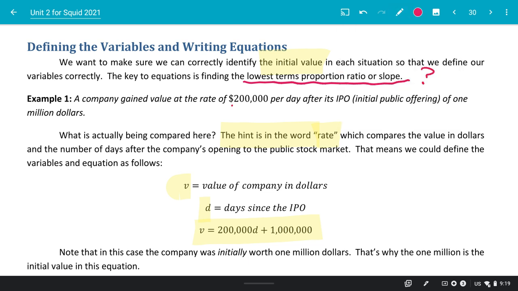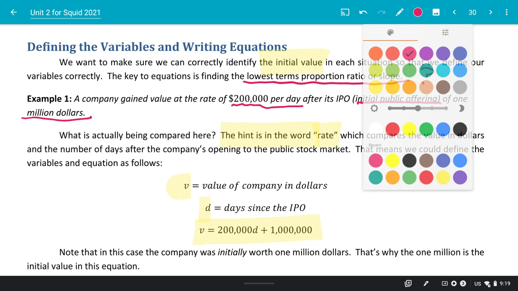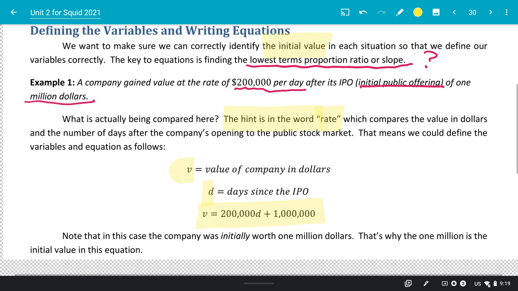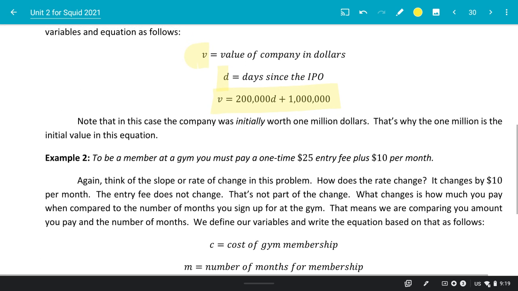Again, looking up here, 200,000 per day and an IPO of $1 million. Note that in this case, the company was initially worth $1 million. That's why the 1 million is the initial value in this equation.